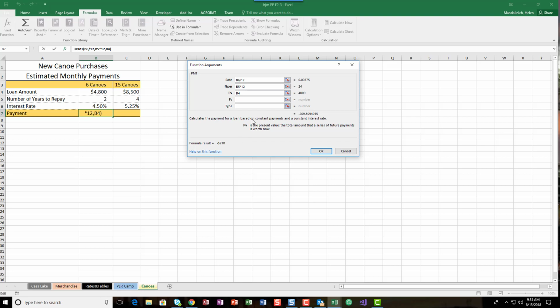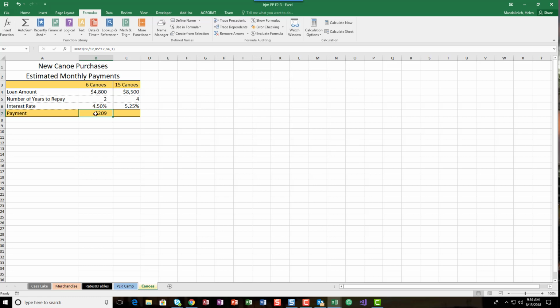Then the next thing that, let's see, do we have to do okay, so under type, we're going to do 1, which means that the payment's going to be at the beginning of the month. So we end up with a 209, a negative. So I'm going to go ahead and do OK, and that's correct. So let's do this second one.